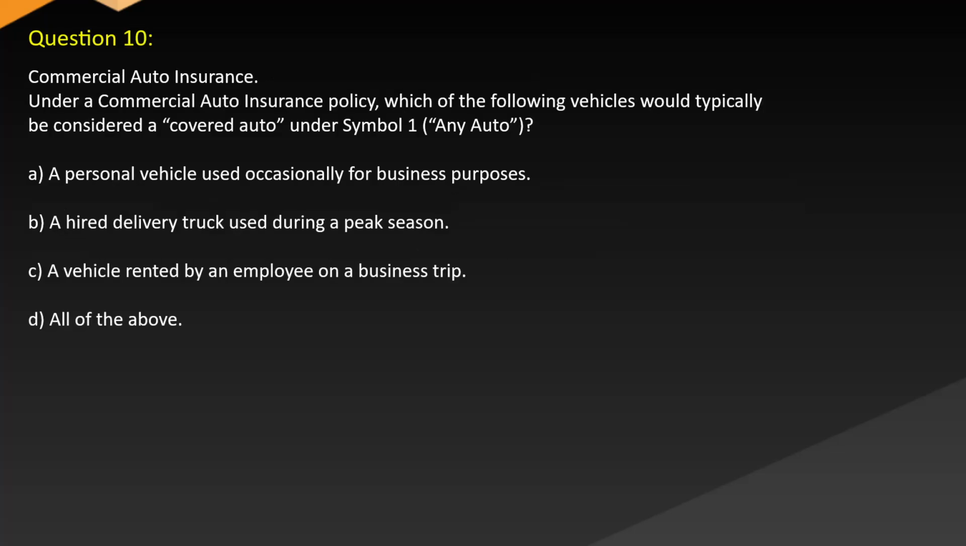Question 10. Commercial auto insurance. Under a commercial auto insurance policy, which of the following vehicles would typically be considered a covered auto under Symbol 1, Any Auto? A. A personal vehicle used occasionally for business purposes. B. A hired delivery truck used during a peak season. C. A vehicle rented by an employee on a business trip. D. All of the above.